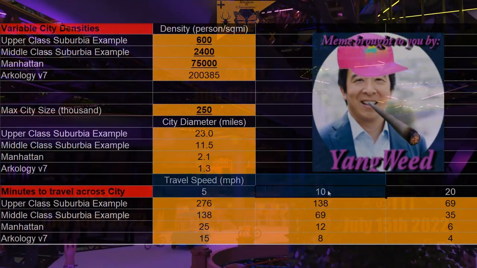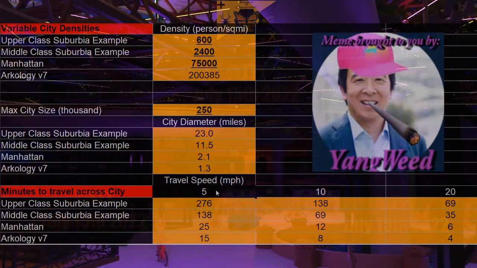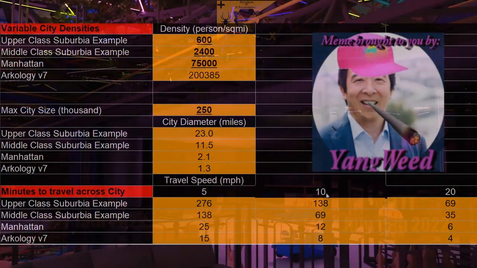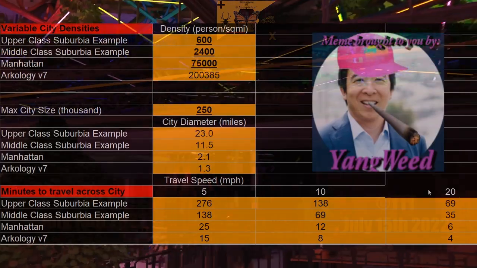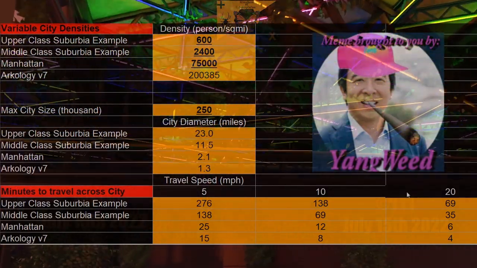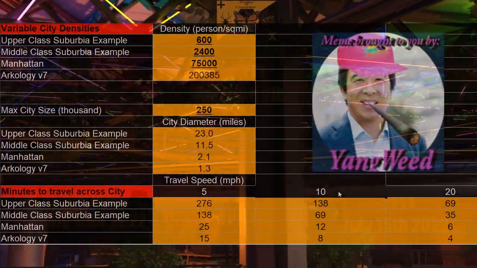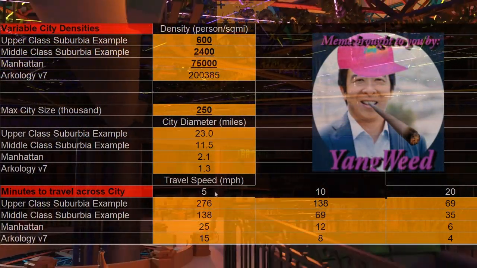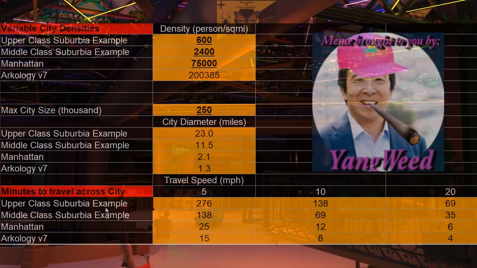Then we can have our travel speed. This is like walking is 5 miles an hour. Maybe like a light bike is 10, and then a fast bike is 20. This might be a golf cart, might be like closer to 10. So this is for upper class suburbia.